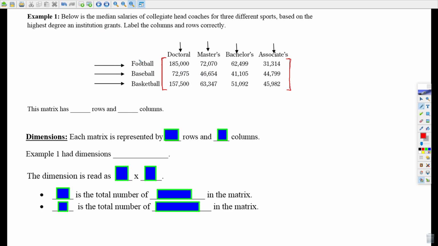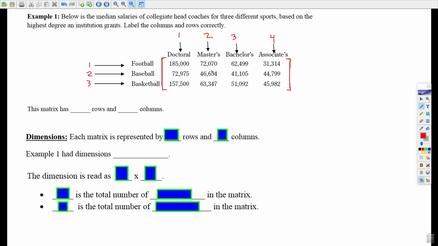If we're going to talk about the first row, that would be football. I'm going to label this as the first row, and then we go down from there. So it goes 2, 3. That's how many rows you have. And then you go by the columns going across the top. There's a doctoral column, a master's degree column, a bachelor's, and then an associate's.